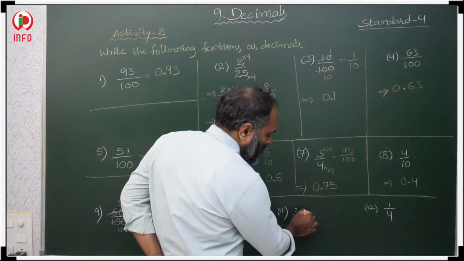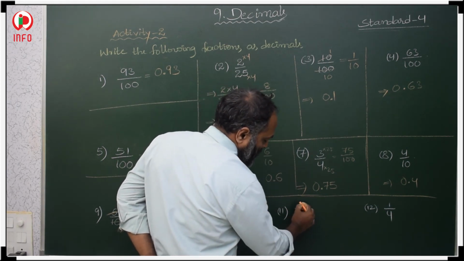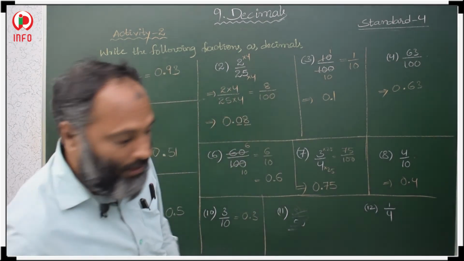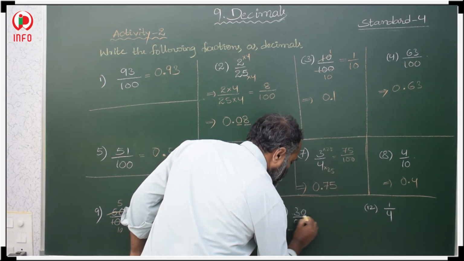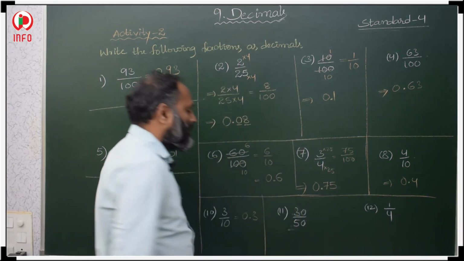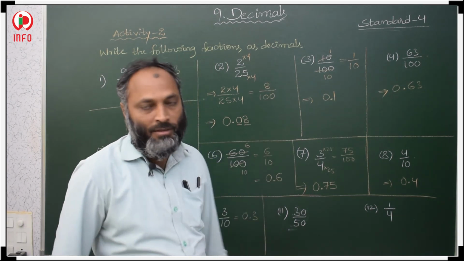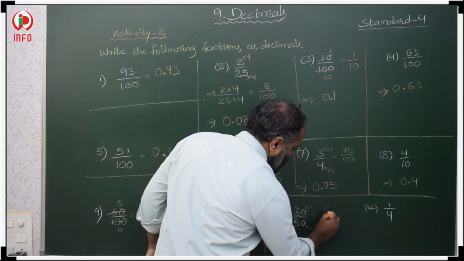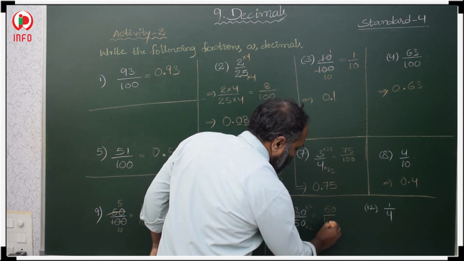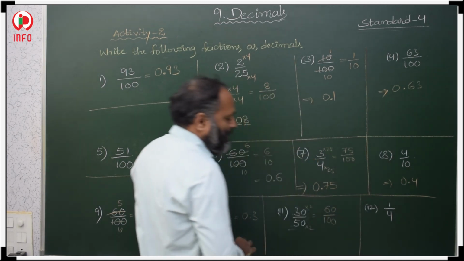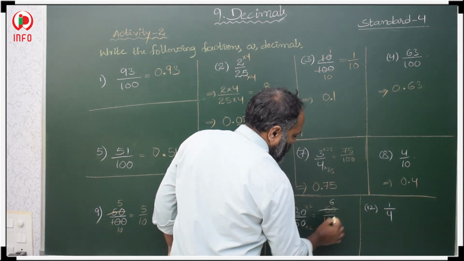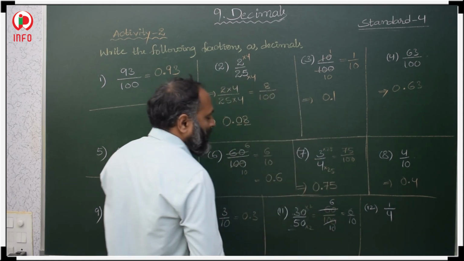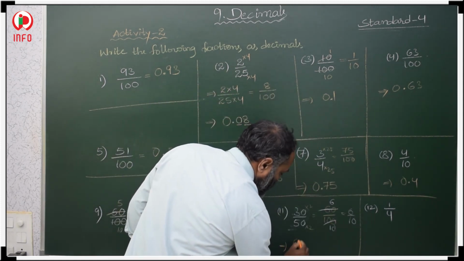Here, cancel with 2 table, 2 3s are 6, no need to cancel. So just make it 30 by 50. Make this 50 in terms of 100 or 1000. If you multiply with 2, you will get 100. 3 2s are 6, 5 2s are 10. Now you cancel with 10. 10 sixes are 60, 10 tens are 100, that is 6 by 10. 6 tenths means 0.6.